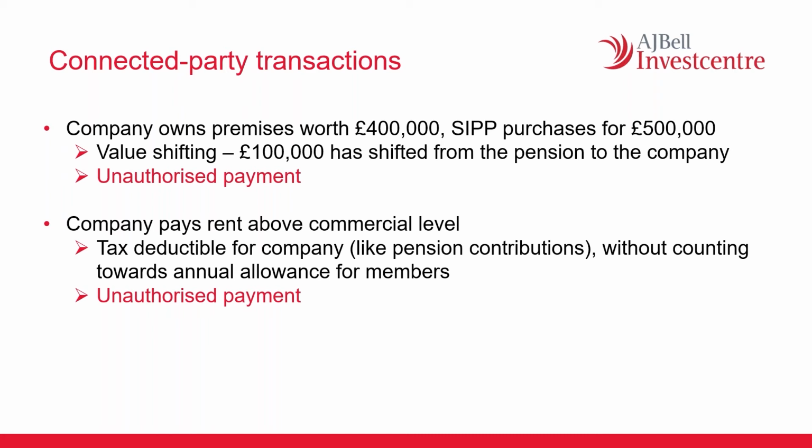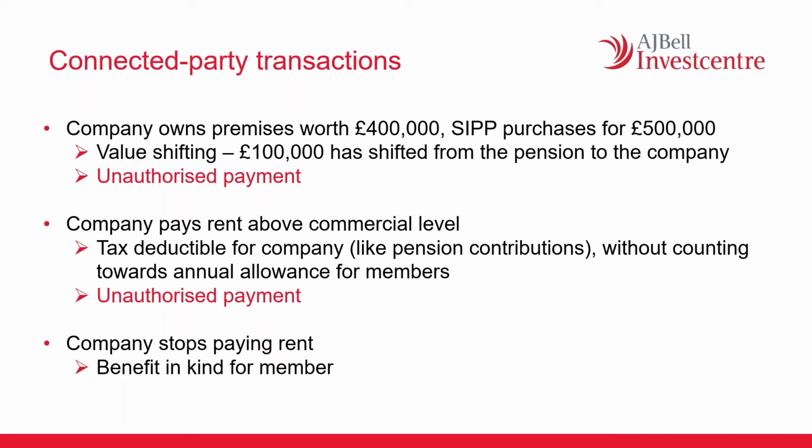And then the third one here, which is really coming on to what's the most relevant at the moment with the pandemic and circumstances that we're seeing, is when companies stop paying rent. Now, potentially, if a connected party, so a connected company that's connected to the pension scheme member, stops paying rent, then that can be viewed as a benefit in kind for the member, because the member's company is having the use of those premises rent-free if they stop paying rent, and that in itself can be an unauthorised payment.